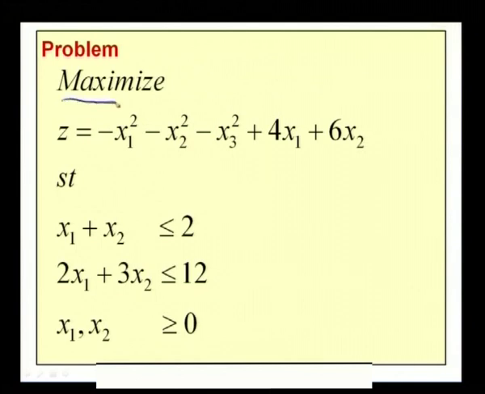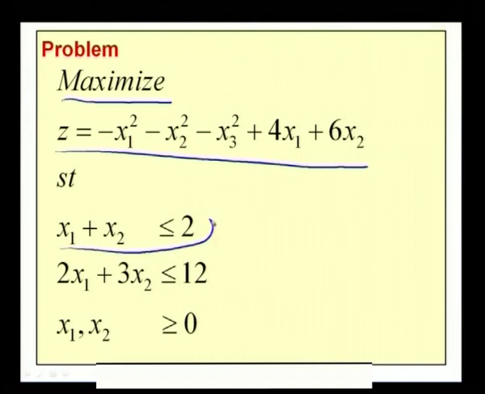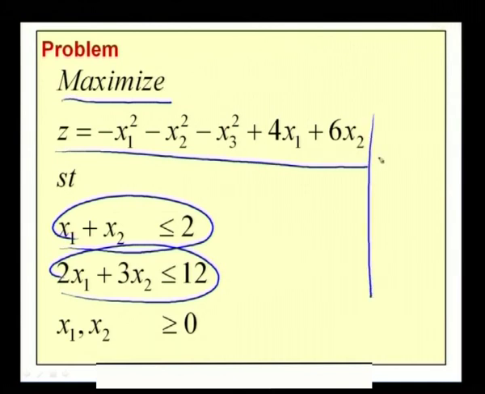The problem is: maximize z equal to minus x1 squared minus x2 squared minus x3 squared plus 4x1 plus 6x2, subject to the constraints x1 plus x2 less than or equal to 2 and 2x1 plus 3x2 less than or equal to 12, x1 and x2 both non-negative. So, this is the nonlinear programming problem which involves three decision variables x1, x2 and x3 and two inequality constraints. Now, with the help of Kuhn-Tucker conditions, we try to maximize this objective function subject to the constraints. Let us have a break.